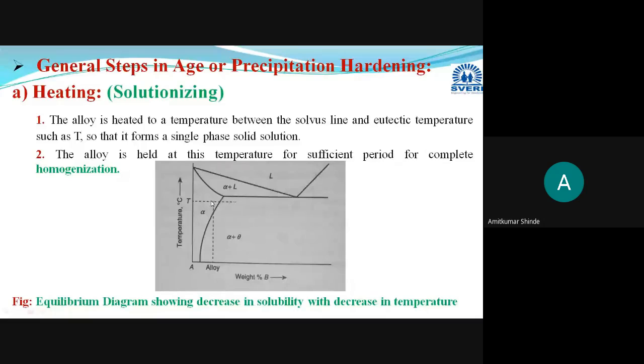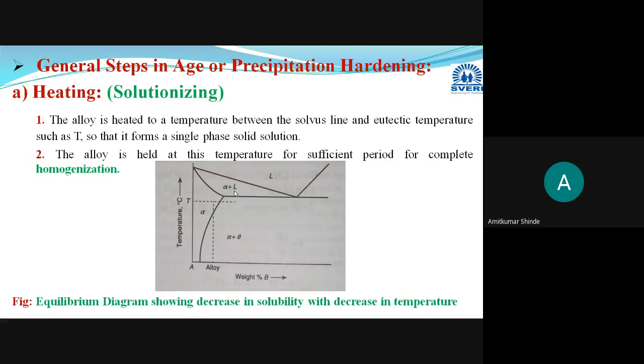That temperature value you have to select, and you have to hold that alloy at this particular temperature so that only single phase is there, and that phase should be uniform throughout that alloy. That's why you have to provide some holding time. This process will be termed as solutionizing or homogenization process. Homogenization means we are getting a single phase throughout that material or throughout that alloy.